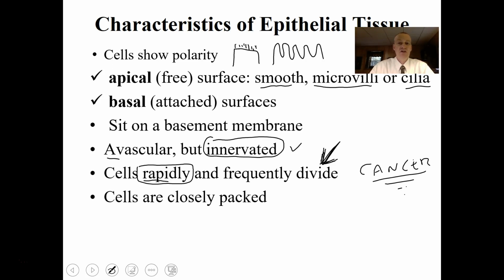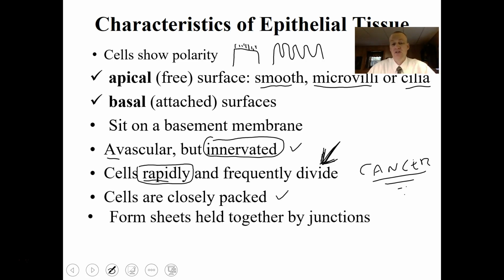Another characteristic of epithelial tissue is that the cells are closely packed together. Okay, they're very tightly packed together to form that tissue, and that helps to form an organ that works correctly. Of course, they form sheets that are held together by the junctions we just talked about. They have great regenerative properties. They can regenerate themselves very quickly, because they can divide very rapidly.